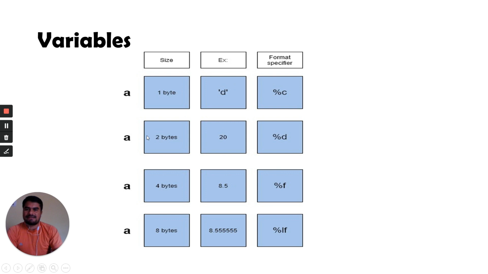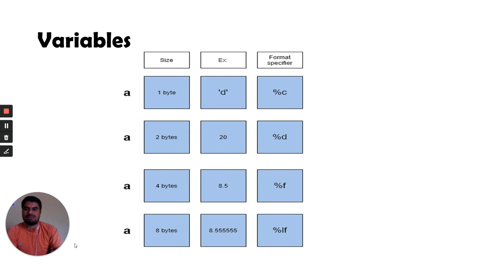In the second case, you can observe the stored value 20. So 20 is nothing but an integer. Integer size is 2 bytes. And the format specifier which we use is percentage D for integer input. In the third case, I will input the decimal value 8.5, and to make the compiler understand, the format specifier is percentage F.